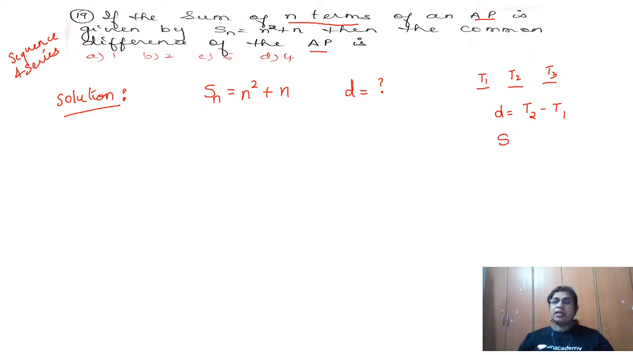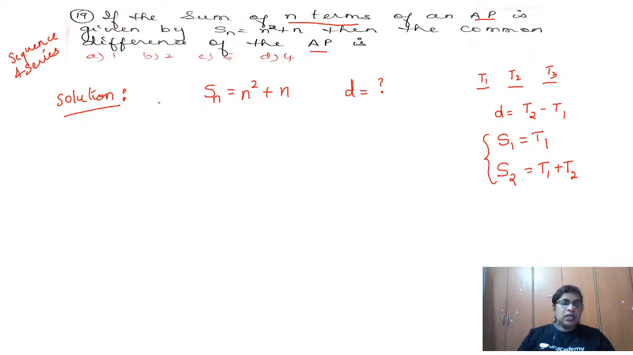Remember, S1 is also equal to T1. And S2, that is S means the sum of the two terms. Sum of the two terms means it is T1 plus T2. With this logic, with this idea, let me find out the answer here.